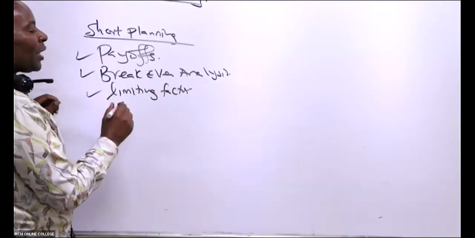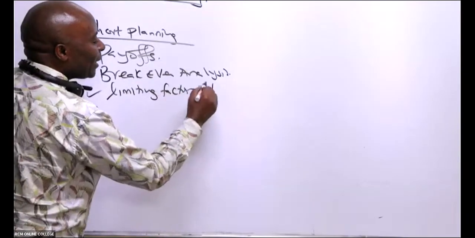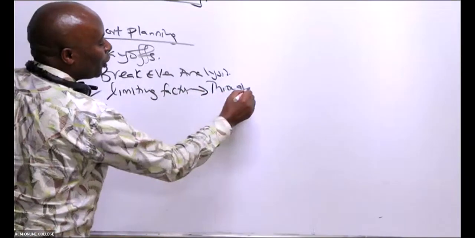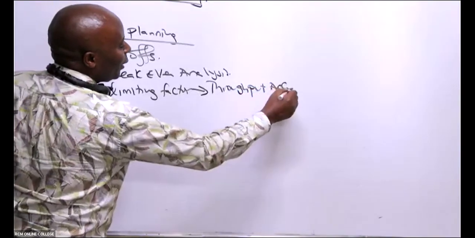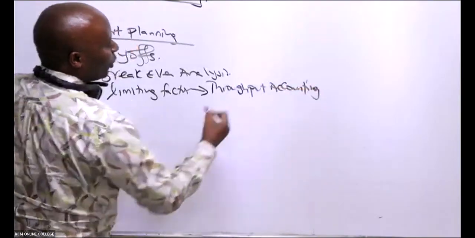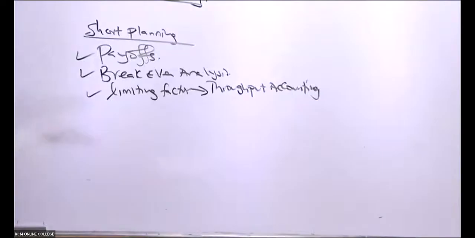This limiting factor, we have to extend it and do what we call throughput accounting. Throughput accounting.